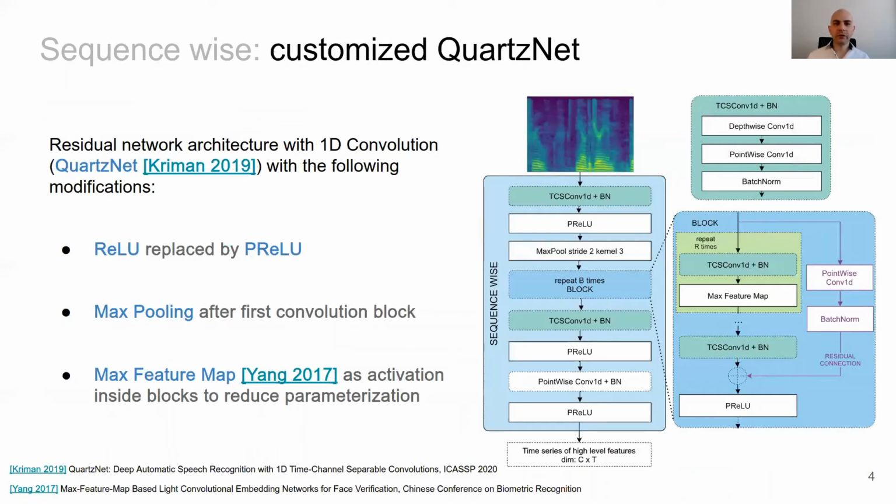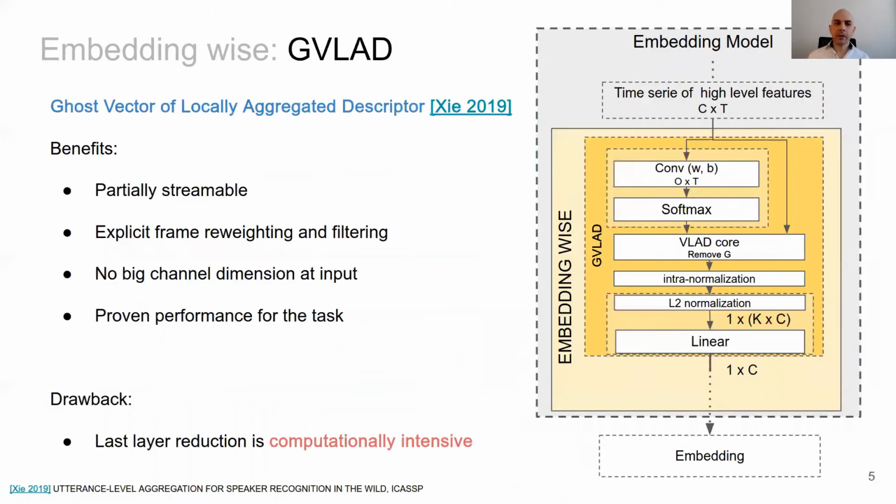We propose a residual network architecture with one-dimensional convolution based on the QuartzNet model with few modifications. ReLU is replaced by parametric ReLU to prevent dead neurons as we deepen the network. Max pooling after the first convolution block halves the following layer computational cost. Max feature map as activation inside the block reduces the parameterization and allows for a deeper network. This was for the sequence-wise part.